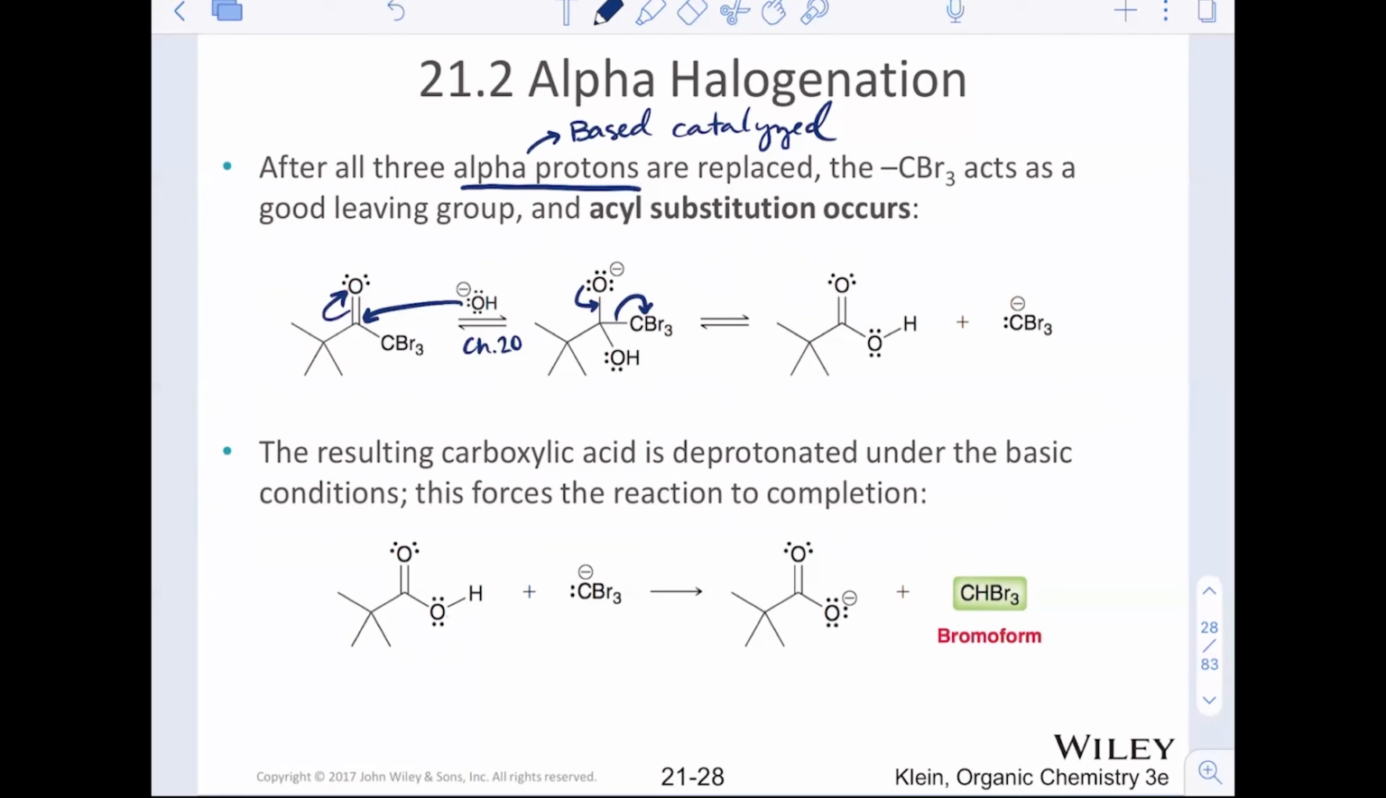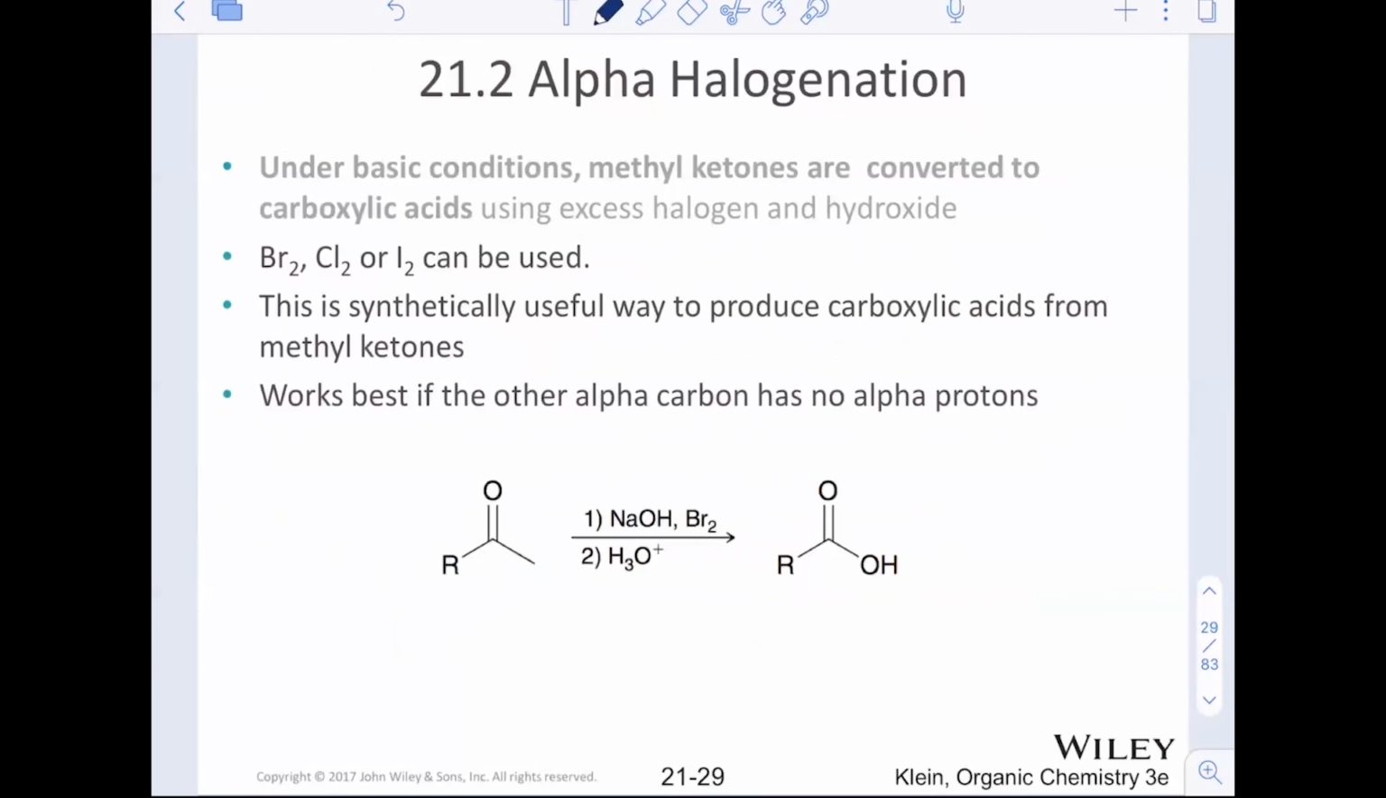Now, again, the resulting carboxylic acid is deprotonated, which, even though this last step of kicking out the leaving group is an equilibrium reaction, it's the proton transfer between the leaving group and the carboxylic acid that drives the reaction to completion. This is a very, very good acid-base reaction. So that's also why we typically see H3O plus, an acid workup, used. Very reminiscent of chapter 20, if I might say.